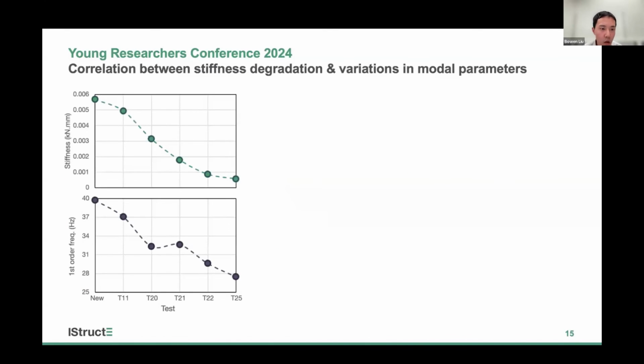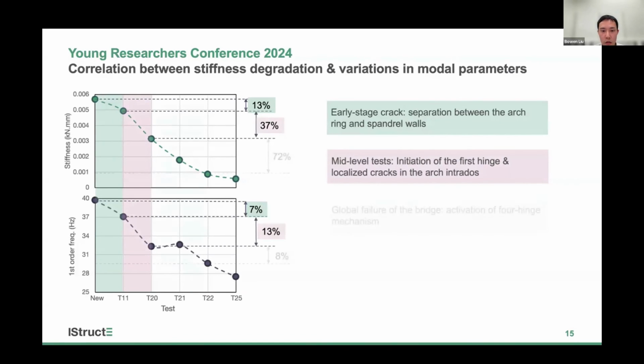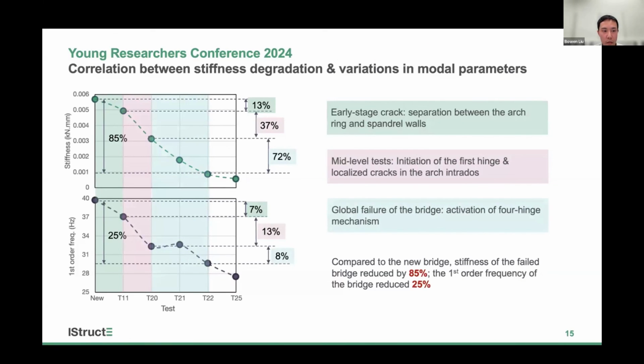Along with the loading test, we also performed the ambient vibration test to capture the modal parameters, the frequency and damping ratio of the bridge. We established this correlation between the stiffness degradation and the variations in the first order frequency of the bridge. From the first order frequency, we successfully captured the initiation of early stage cracks, the first hinge, and the activation of the 4-hinge mechanism. Compared with the undamaged bridge, the stiffness of the failed bridge decreased by 85%, and the first order frequency decreased by 25%.